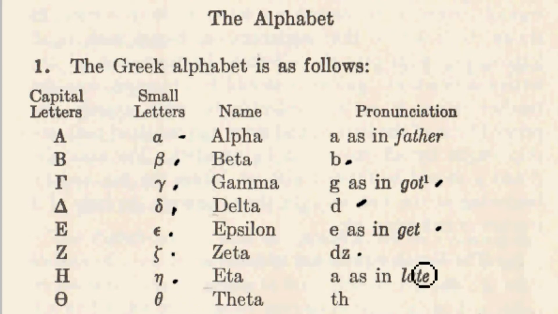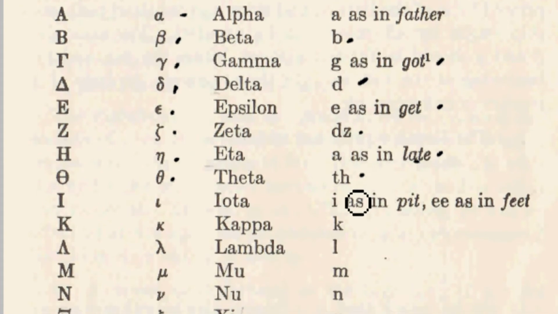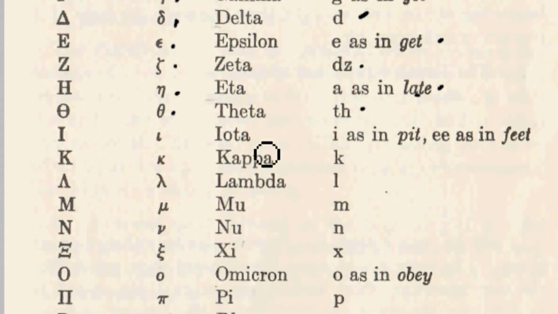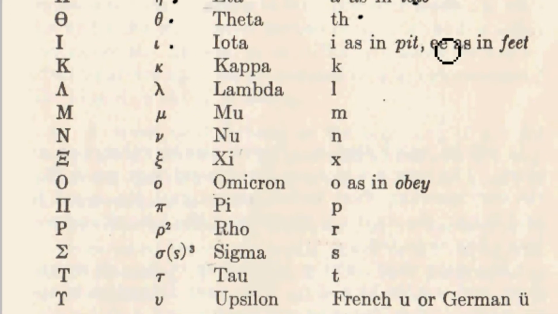Eta is considered a long E and is pronounced A as in late. Theta makes the TH sound. It's the first letter of the word theos, as in theology, and so that is one you may be familiar with. Iota makes the sound of E or I. The short sound is I as in pit. The long sound is E as in feet.